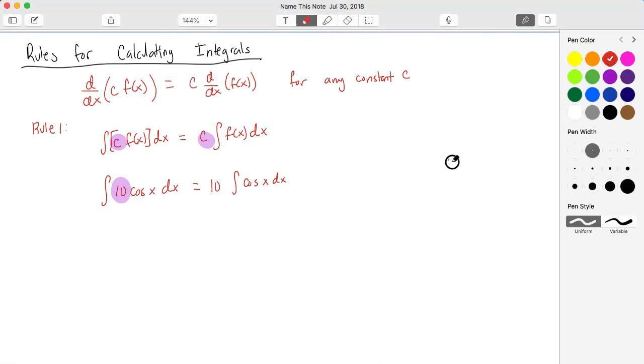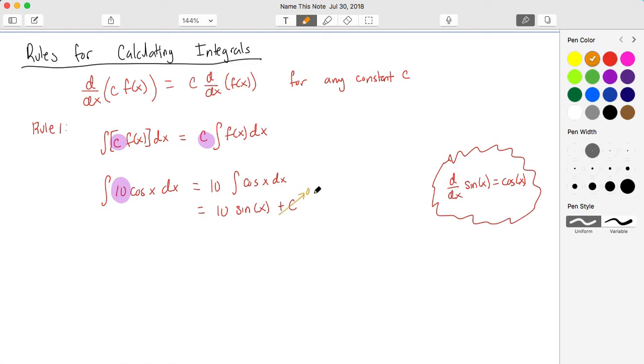One thing that you will learn and will have to memorize is that the derivative with respect to x of sine x is cosine x. So if we work backwards, then the integral of cosine x is going to be sine x. So this would yield a solution of 10 sine x plus the value of c, which in our case will drop out as 0. So it's going to end up being 10 sine of x.